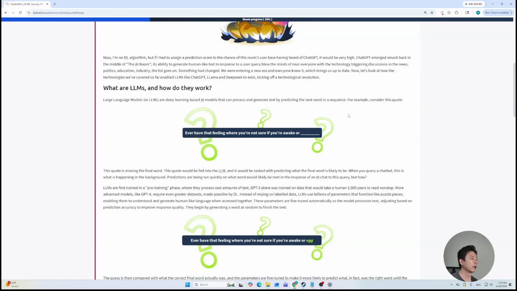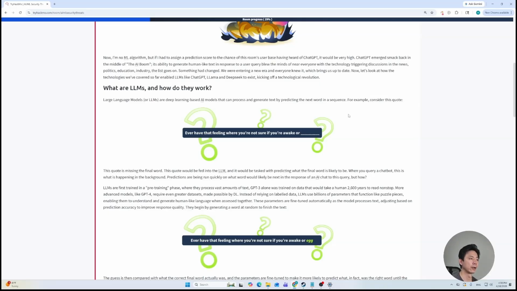But how? LLMs are first trained in the pre-training phase, where they process vast amounts of text. GPT-3 alone was trained on data that would take a human 2,600 years to read non-stop. More advanced models, like GPT-4, require even greater datasets, made possible by deep learning.